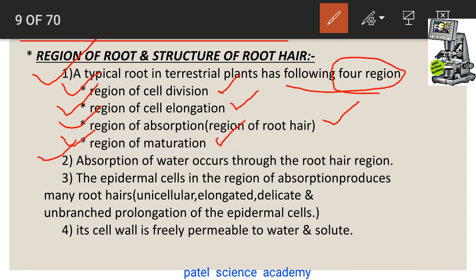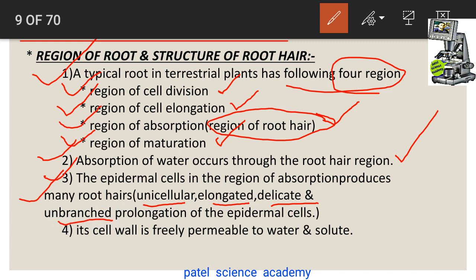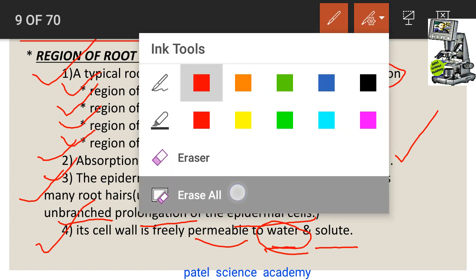The absorption of the water occurs through the root hair region, that is, through this region the absorption of the water occurs. The epidermal cells in the region of absorption produce many root hairs, which are unicellular, elongated, delicate and unbranched prolongations of the epidermal cell, and its cell wall is freely permeable to the water and the solute. That's why it plays the role in the absorption of the water.